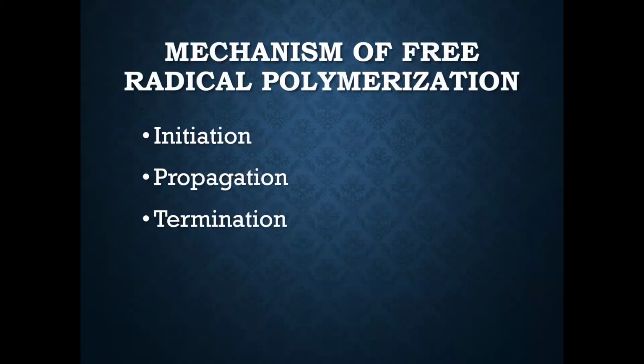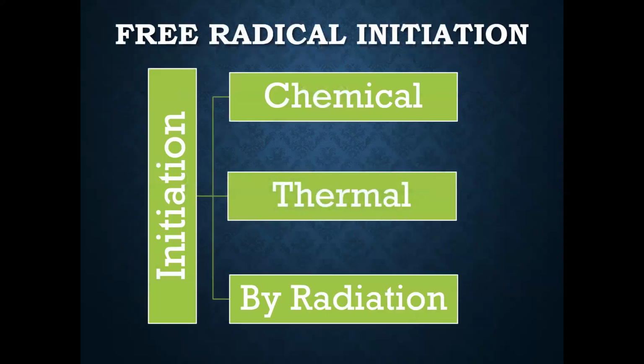We have three main steps. The mechanism of free radical polymerization has three main steps. The initiation, which is carried out by an initiator. The propagation, this is the longest step where the chain continues to grow in length. Termination is a process that stops the growth of the polymer chain.